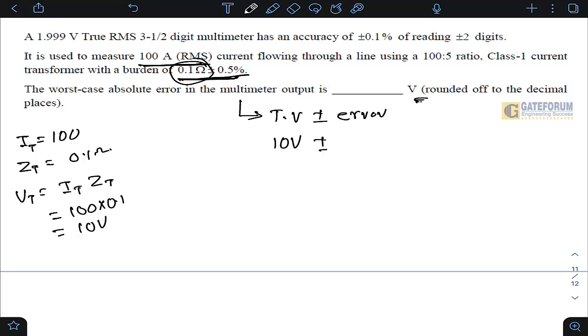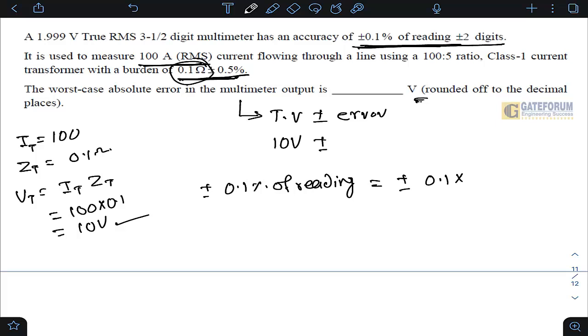We have to find the error. You see the error specification: 0.1% of reading plus or minus 2 digits. So 0.1% of reading means 0.1% of this true value. So plus or minus 0.1% of reading equals plus or minus 0.1 into 1 by 100 into the reading, this 10 volts. If you simplify this, it comes as 0.01 volts. So 0.1% of the true value is 0.01 volts.